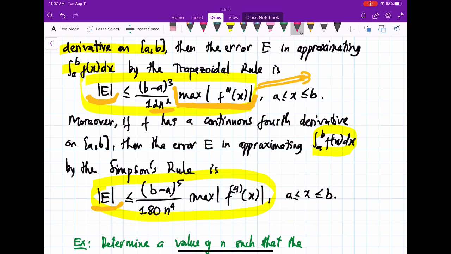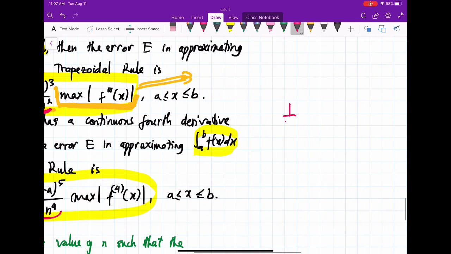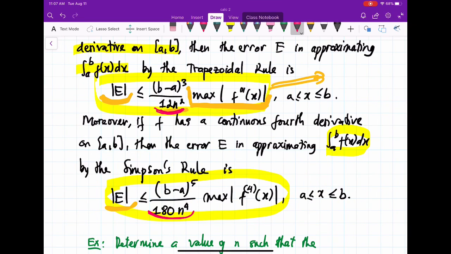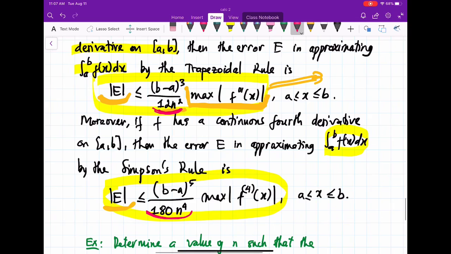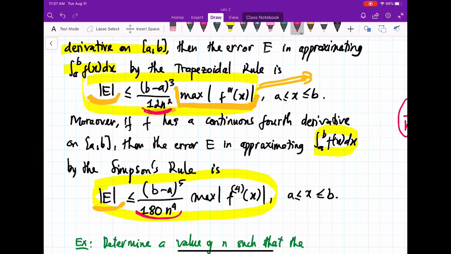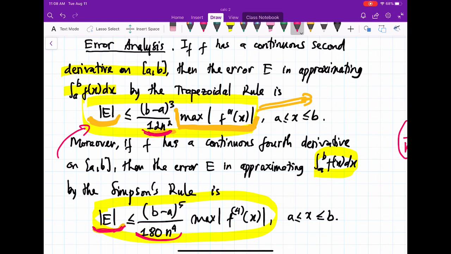If you compare the two, in here you have 1 over n squared, and here you have 1 over n to the fourth. Which one approaches 0 faster? Of course, this one. When you increase n, 1 over n to the fourth decreases to 0 faster than 1 over n squared. So that may give you a feeling that if the function f is pretty good, in this case has a continuous fourth derivative, then the Simpson rule works better than the trapezoid rule. Because the error in this case approaches 0 faster than this one. But it really depends on the function. Does that make sense?